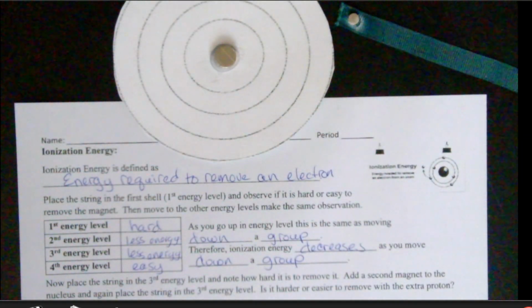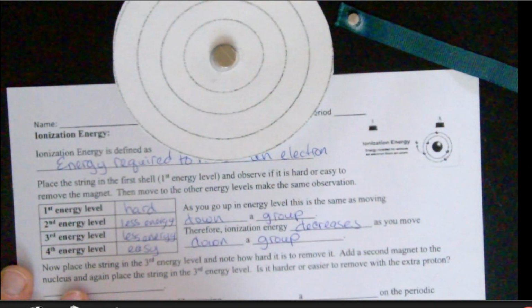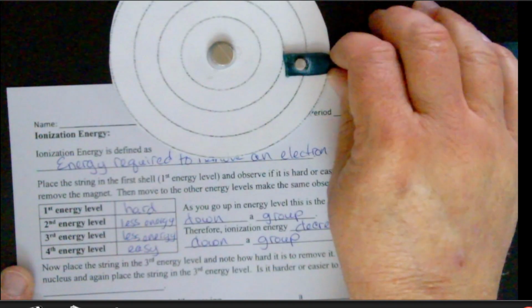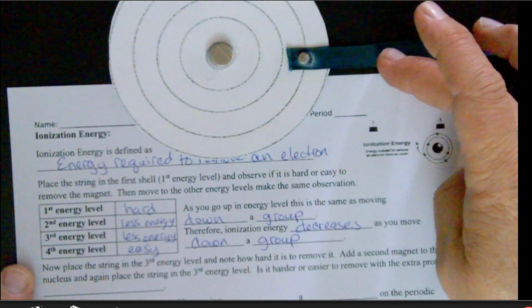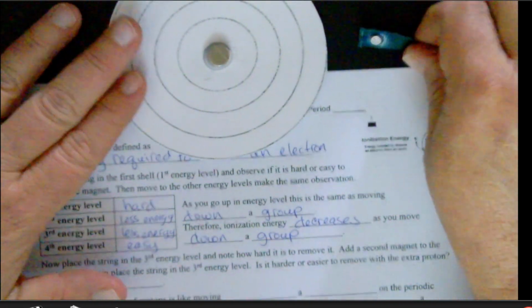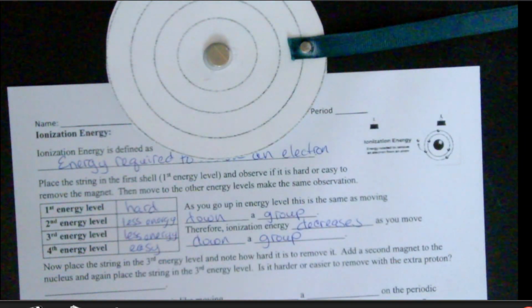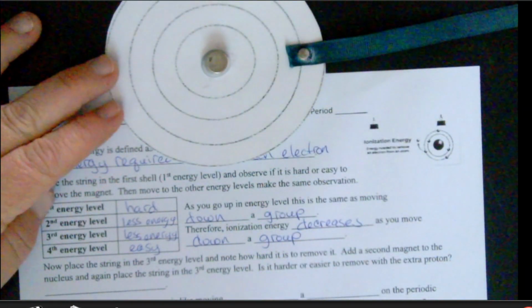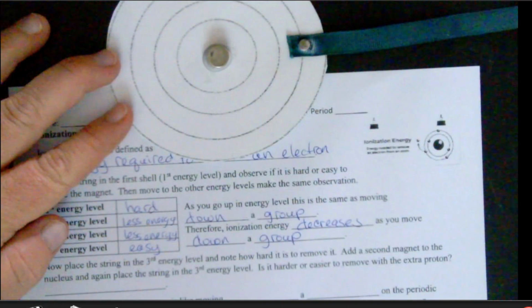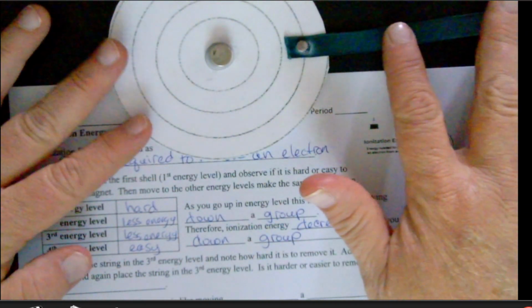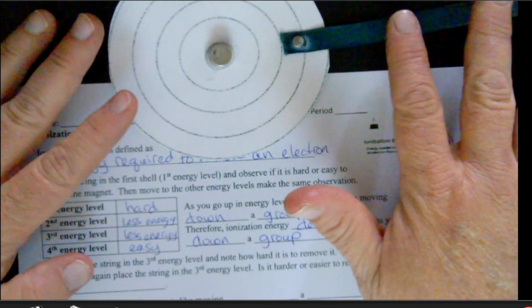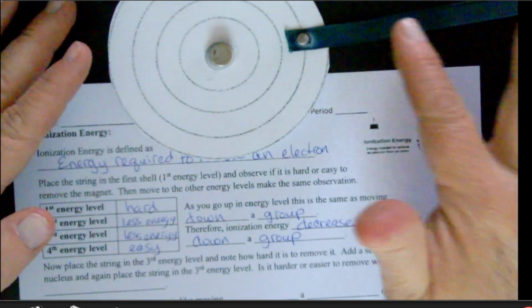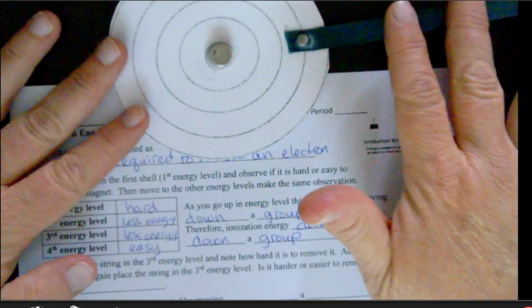So now it says we're going to place the string now in the third energy level. So I'm putting the third energy level. And note how hard it is to remove. It's pretty easy. I can pull it out. Okay. And a second magnet to the nucleus. So now, again, we're going to add a second magnet. Means more protons. Okay. Is it harder or easier to move that electron? And you can feel there's a little more pull as I got there. So with the extra proton.